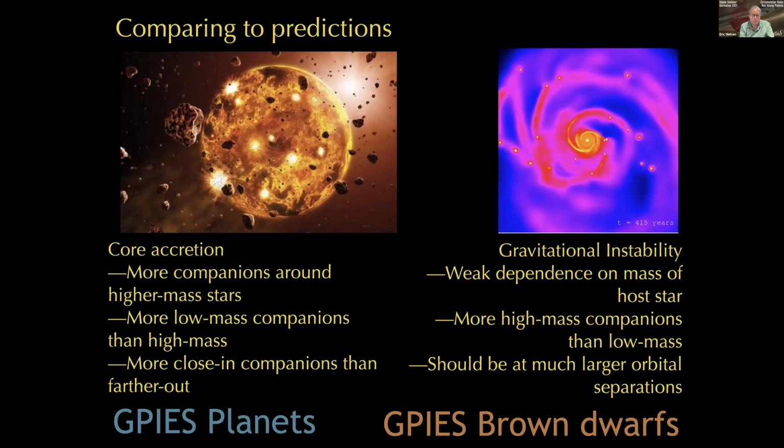However, the wide separation brown dwarfs we see with GPIES, while core accretion doesn't look like a good explanation for how those came about, gravitational instability remains a plausible mechanism for forming those brown dwarfs. And again, some of these observations are at weaker confidence than others, sort of 1 to 2 sigma. So definitely more work would be helpful here.